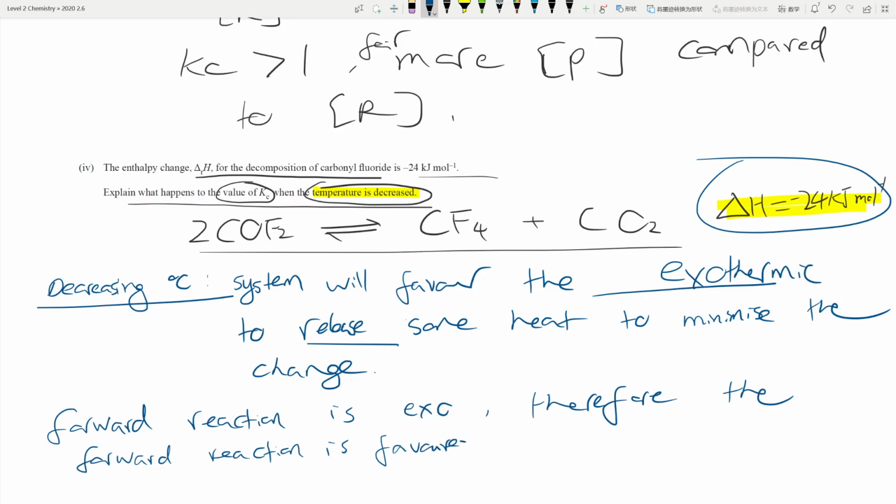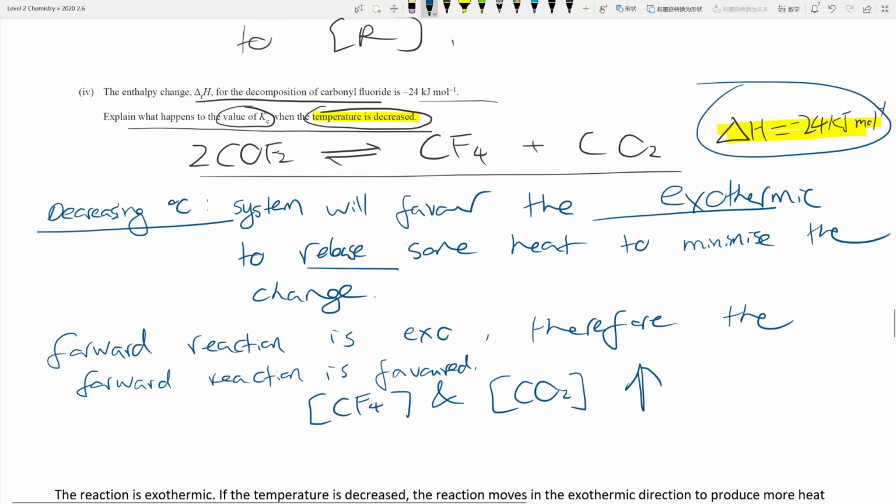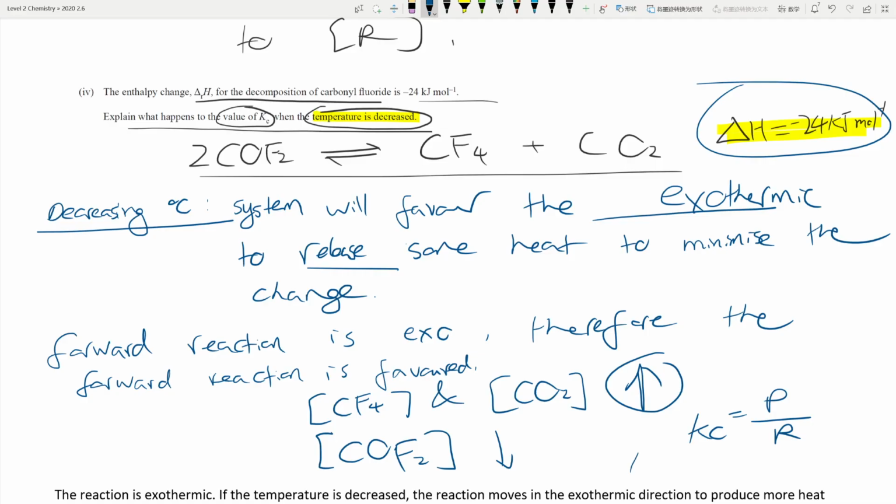As a result, the concentration of CF4 and the concentration of CO2 increases, and then the concentration of COF2 will decrease. So the Kc, remember, is products divided by reactants. Now, because we have more products compared to reactants, Kc would increase. And there you go. That's your answer.